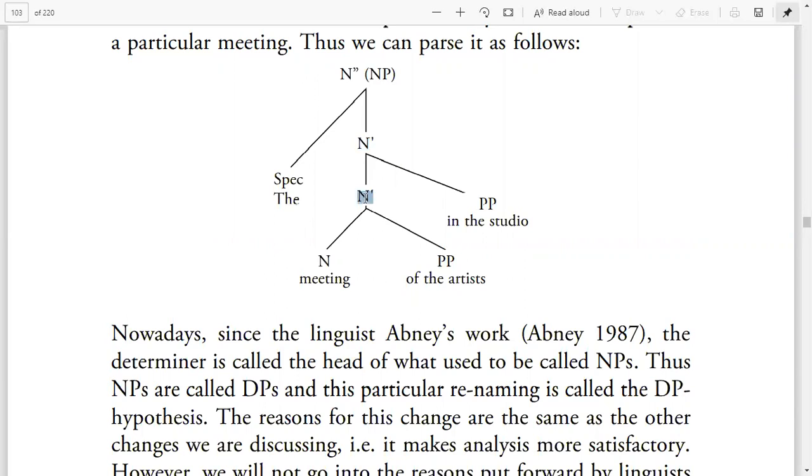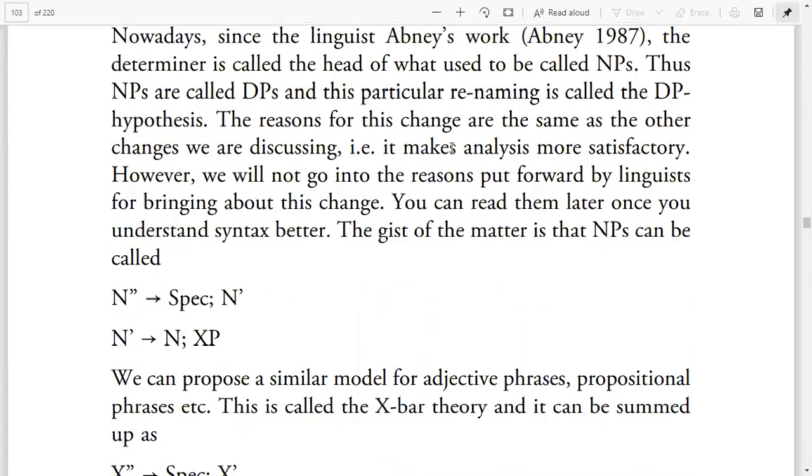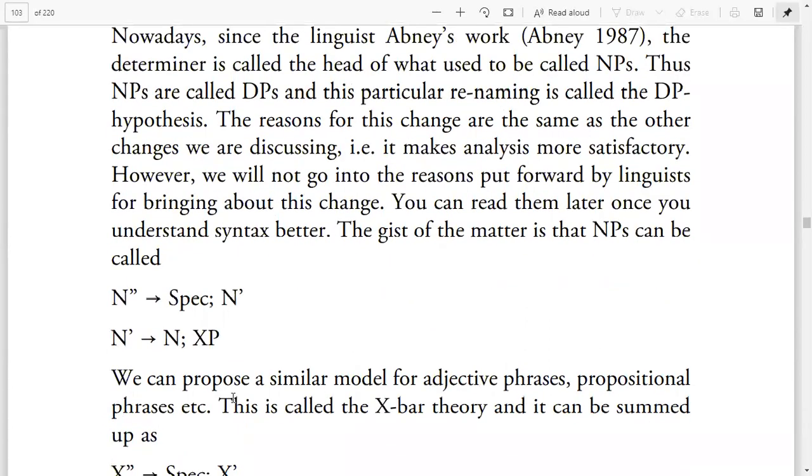That is, the first thing is a noun as well. Here look at this N bar. It had N and PP as well. It means it had a noun and it has a prepositional phrase as well. So we know that N bar here is in this way: a noun and XP, where XP means any phrase. We can propose a similar model for adjective phrases, preposition phrases, etc. This is called the X bar theory, right?